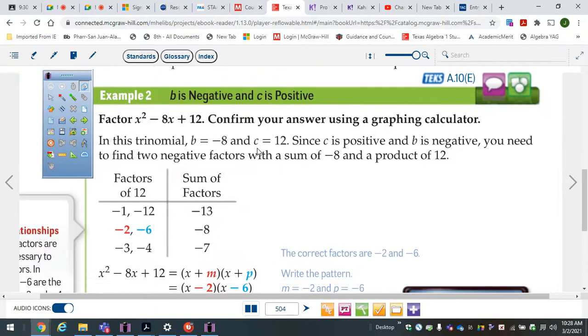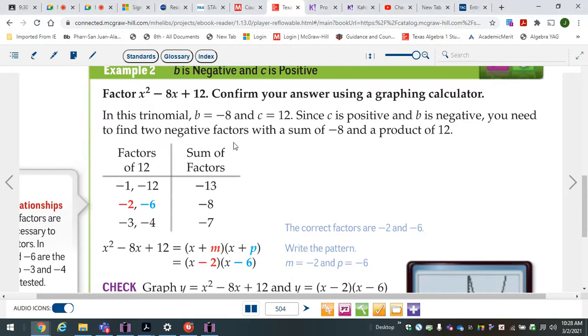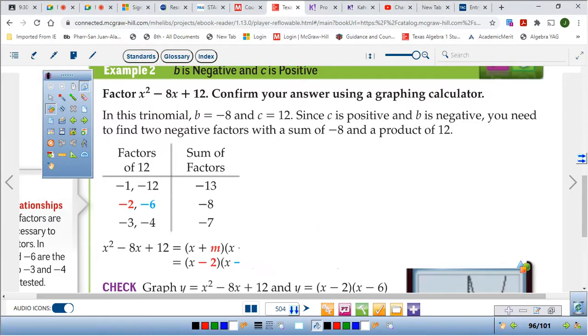Okay, now next thing over here. What happens if there's positives or negatives? Well, you just use your brain. Don't be like, come on, use your brain.